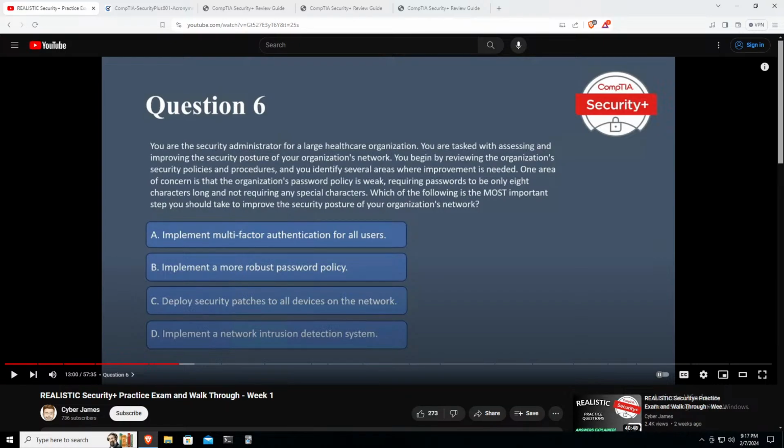You begin by reviewing the organization's security policies and procedures. You identify several areas where improvement is needed. One area of concern is that the organization's password policy is weak, requiring passwords to be only 8 characters. So, a relatively old password policy.